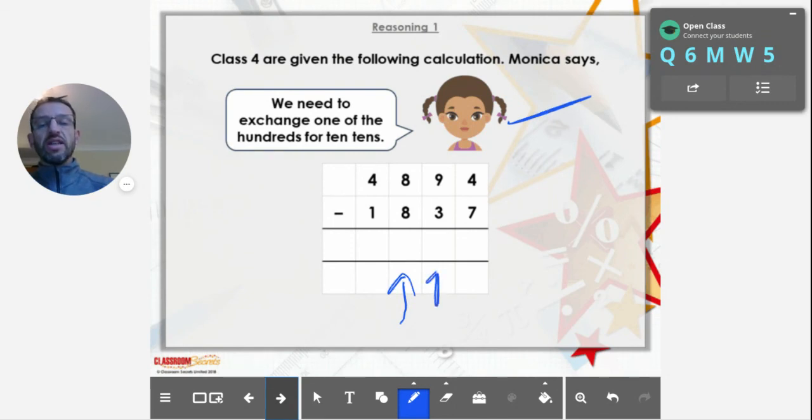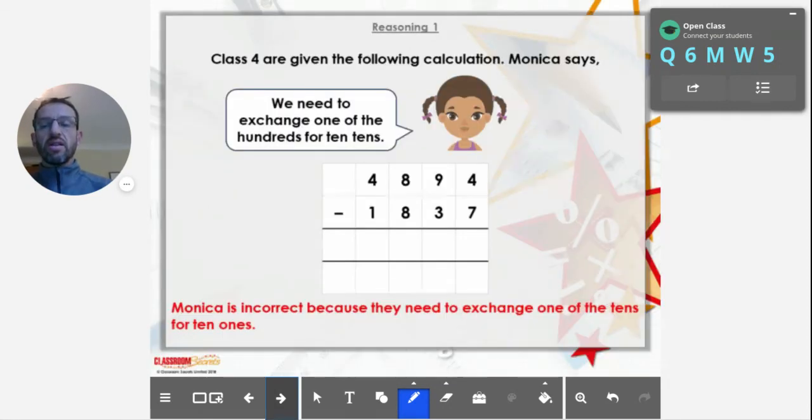Well, we don't need anything in the tens because there's 9 and we're taking away 3. That's easy. That's going to be 6. We've got 8 and we're taking away 8, and that's 0. So there's no exchange happening there. So we need to say that Monica is incorrect. Why is she incorrect? Because they need to exchange one of the tens for 10 ones.